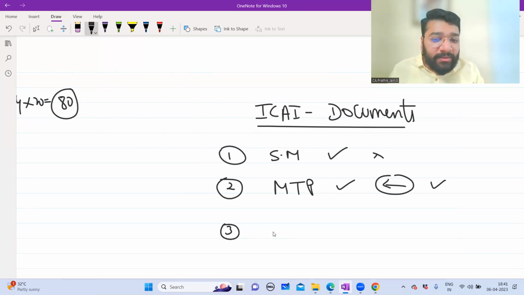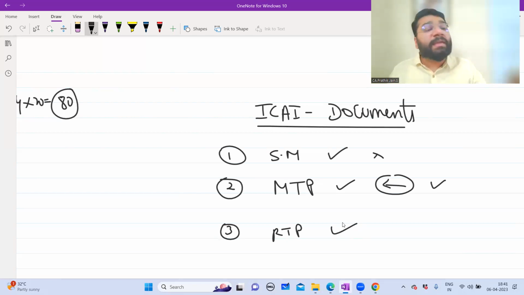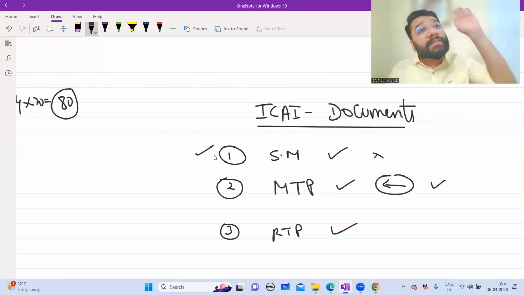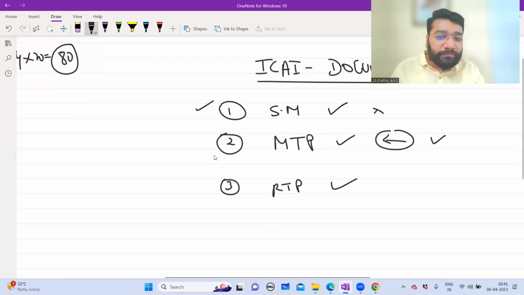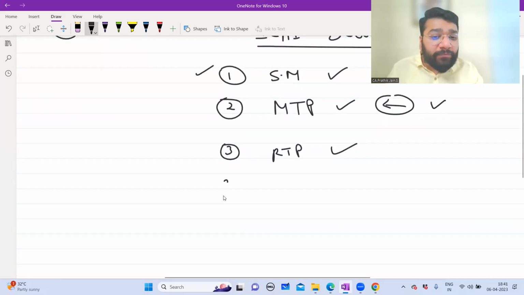Third is revision test paper, RTP. Revision test papers will come. In those days we used to get booklets. Now it is coming in the form of soft copy. So basically for every chapter, they'll give you different kinds of questions. Sometimes similar to what is there in the study module, and sometimes fresh new kinds of questions. So RTP since 2018, you have to work out all the questions from the respective chapters. And the fourth document that you have to go through is PEP. PEP means what? I just told you.